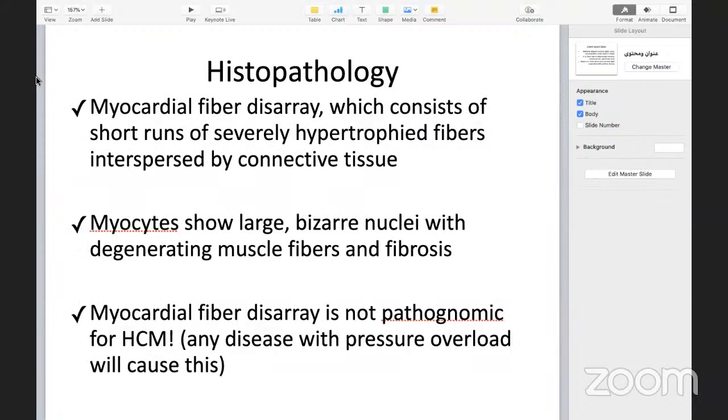Going to the histopathology, there is myocardial fiber disarray, which consists of short runs of severely hypertrophied fibers interspersed by connective tissue, and the myocytes show large bizarre nuclei with degenerating muscle fibers and fibrosis. This myocardial fiber disarray is not a pathognomonic feature of hypertrophic cardiomyopathy. Any disease with pressure overload might show this. So it's not special for hypertrophic cardiomyopathy.